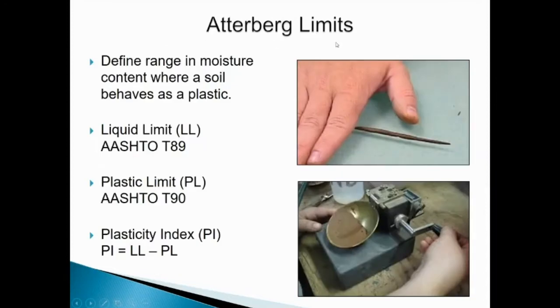The next test that we're going to use to classify soils is referred to as the Atterberg Limits tests. So the Atterberg Limits define the range in moisture content where a soil will behave as a plastic. And there are 2 tests that we are concerned with: the liquid limit test, AASHTO T89, and the plastic limit test, AASHTO T90. Both of these test procedures will be shown to you, demonstrated, and described in a separate video recording. Once we have the liquid limit and the plastic limit derived from these 2 tests, we can then determine the plasticity index of our soil, and that is our liquid limit value minus our plastic limit value.